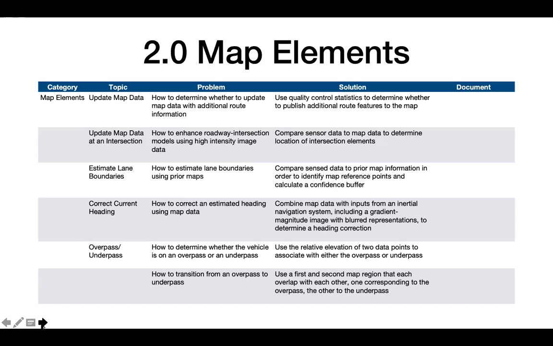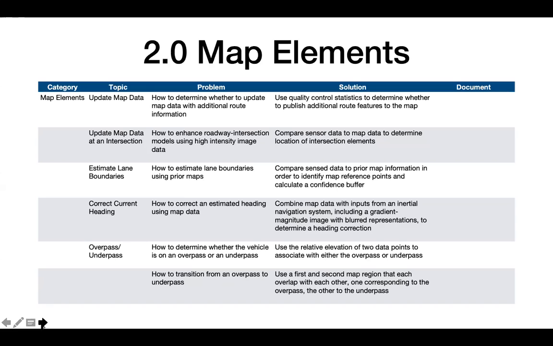How do I estimate lane boundaries using prior maps? I compare sensed data to prior map information in order to identify map reference points and calculate a confidence buffer in those data points. How do I also use this map data to correct my current heading? I combine map data with endpoints from an inertial navigation system, including a gradient magnitude image with blurred representations, to determine a heading correction.